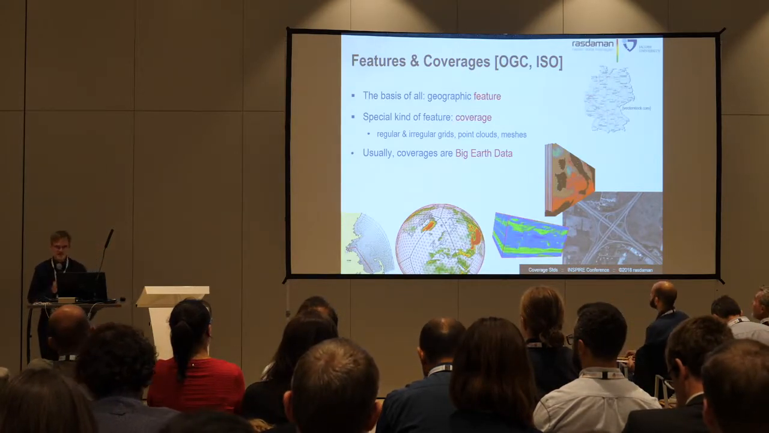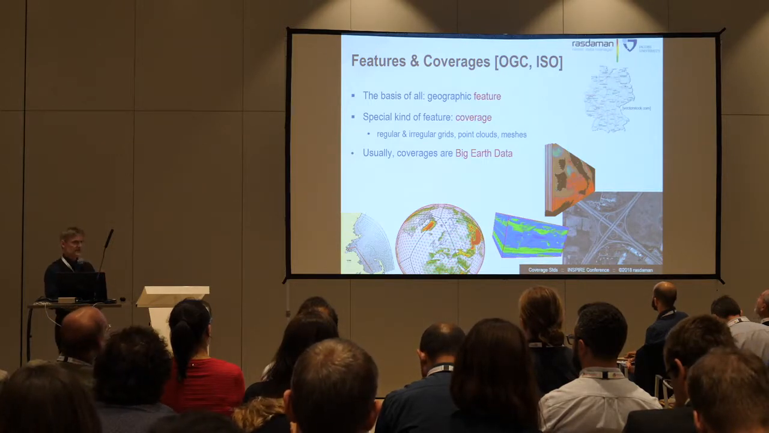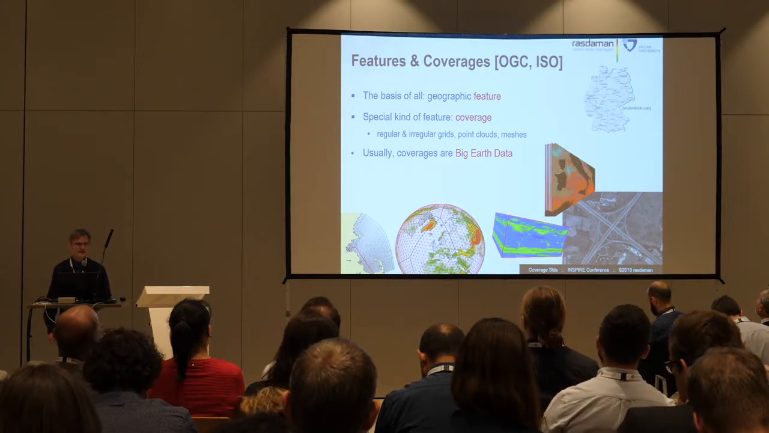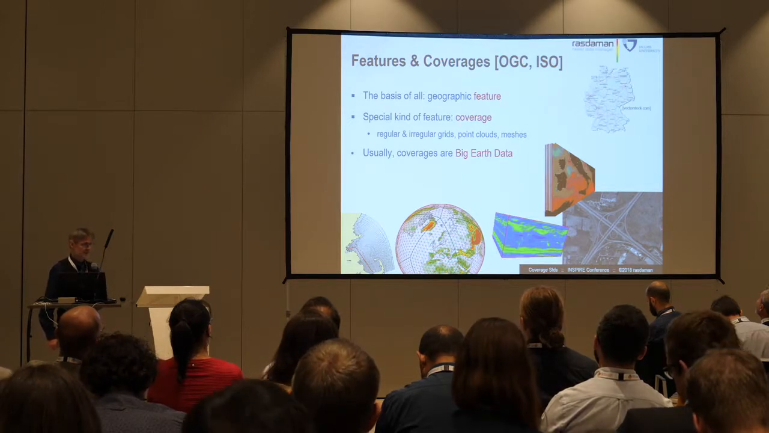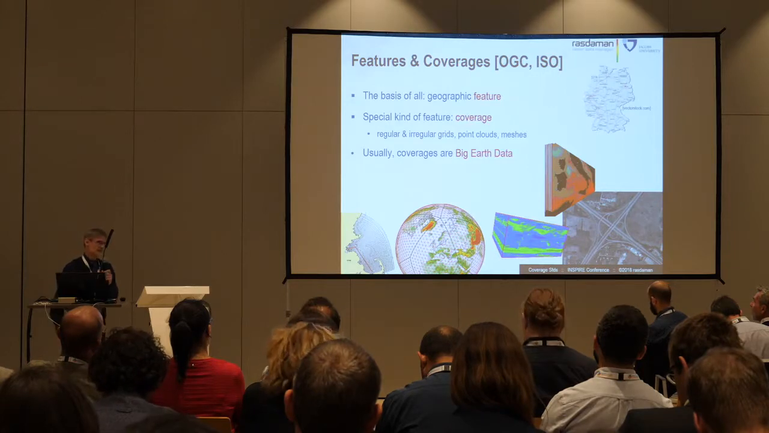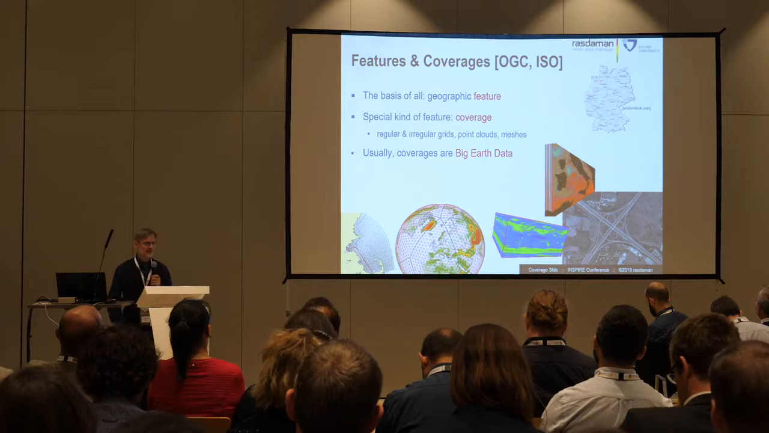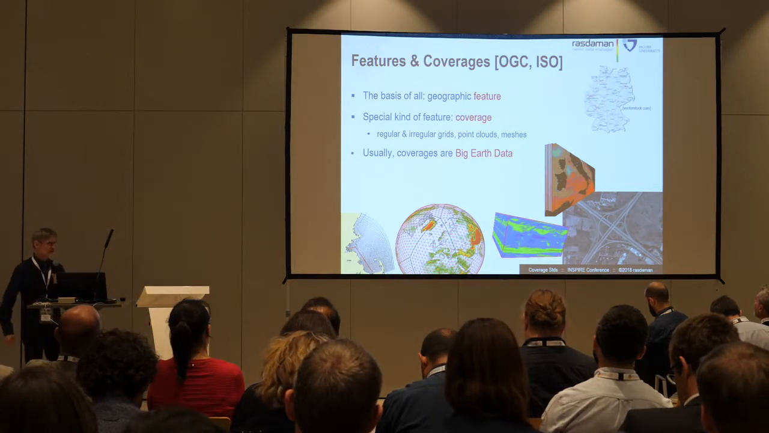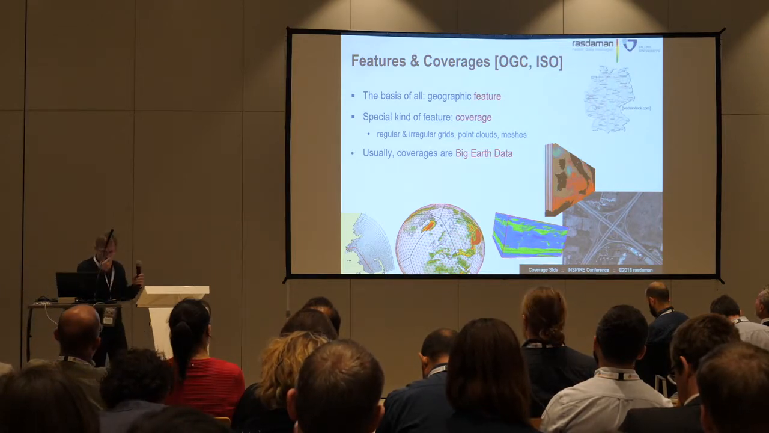So first, terminology. When we talk about the big things, we have the feature concept, as we all know, which is some kind of geographic object. And coverage is a special type of feature. It is something that you can define abstractly as some space-time varying phenomenon, if that helps you. Well, typically, people prefer some more concrete definition, and in practice, actually, coverages represent regular and irregular gridded data, so raster data, and point clouds and general meshes.